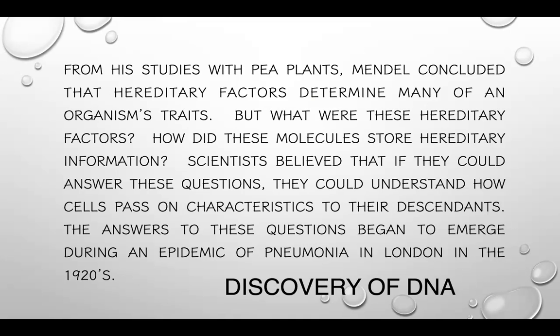Mendel was only there to really say, okay, I know that there are these things that control traits, and there are different versions of them, dominant versions and recessive versions. But he didn't know more specifically than these hereditary factors, alleles. Scientists believed that if they could answer these questions, they could understand how cells pass on characteristics to their descendants. Their answers began to emerge during an epidemic, speaking of epidemics, of pneumonia in London in the 1920s.